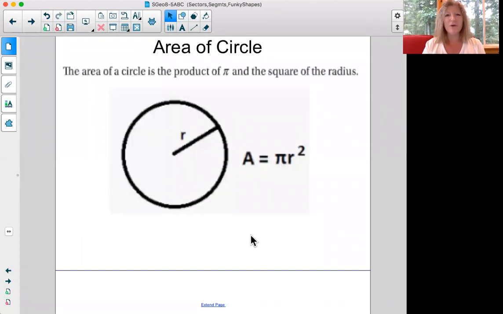And before we do, we have to talk about the area of a circle in general. Remember, to find the area of a circle, you have to know the radius. The radius is the length of a segment from the center of the circle to a point on the circle. And that length is necessary to find the area of a circle. The formula for the area of a circle is pi times the radius squared.